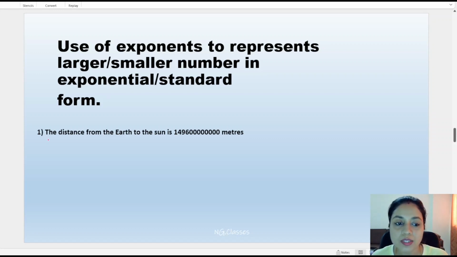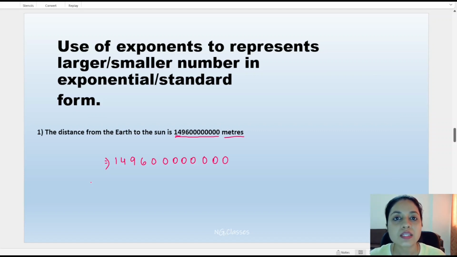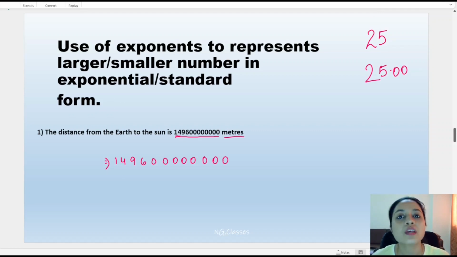So here our question says the distance from Earth to Sun is given. It's such a large number and the distance is given in meters. We have to write it in exponential form or standard form. So here at first we need to check where the decimal is sitting. As we can see, it's a whole number, right? And in a whole number, the decimal must be sitting at the last. For example, if we have 25 rupees or 25.00 rupees, both are the same thing, right?